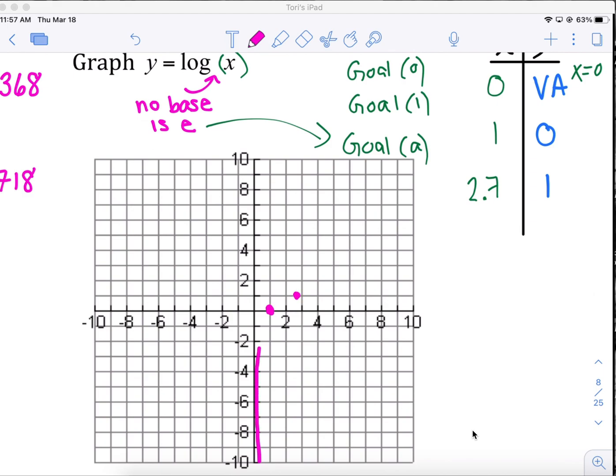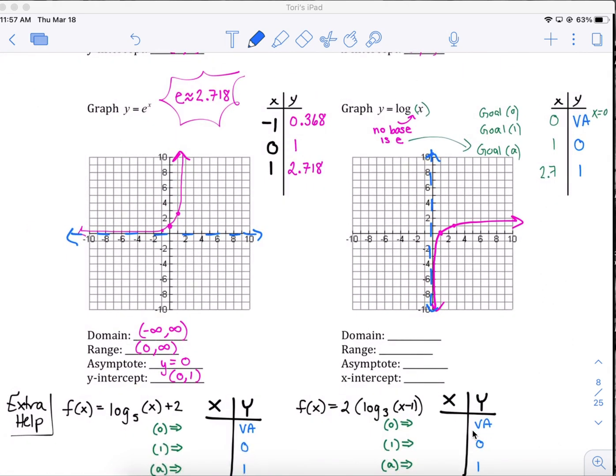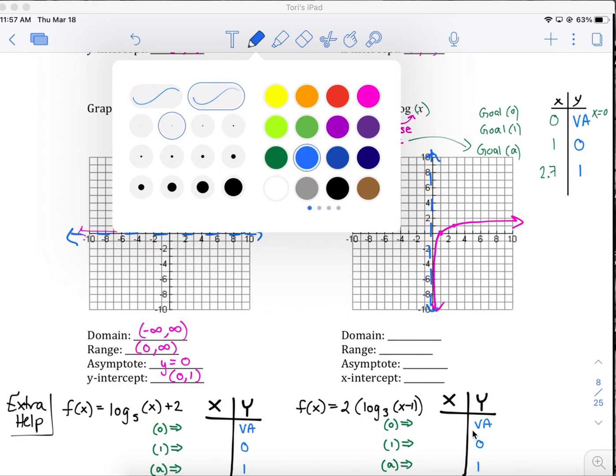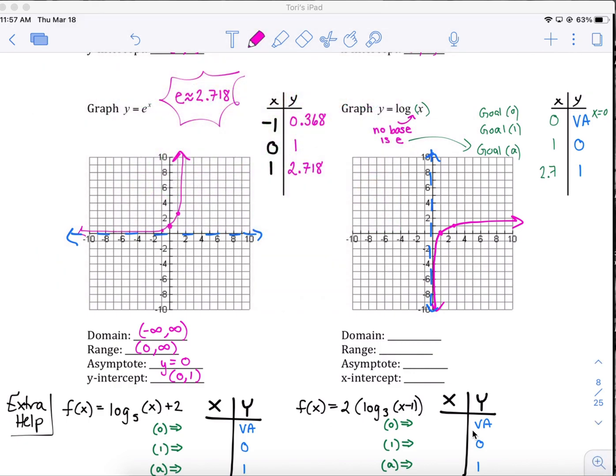I can't really do much else. I am going to have a vertical asymptote, though, at x equals 0. Okay. All right, again, you'll notice that all the pieces are switching. So my range this time is going to be all real numbers. My domain is going to be from 0 to infinity. It's going to the right. Asymptote switches to x equals 0. And my x-intercept switches to 1, 0.